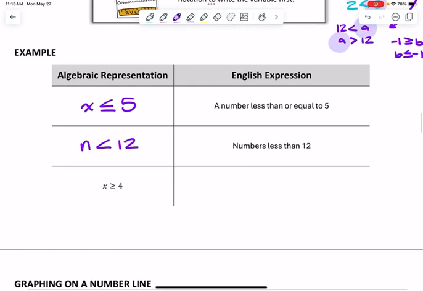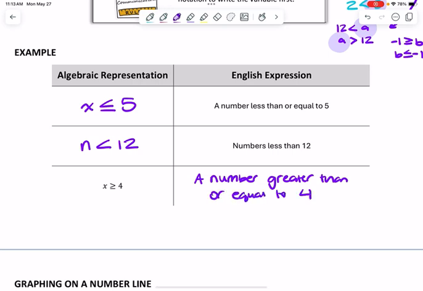Here, I'm giving the algebraic representation and I want to write the English expression. So my variable could represent a number. So a number, and then I read that symbol, greater than or equal to, and then 4.